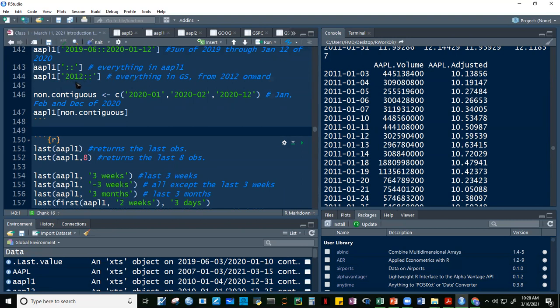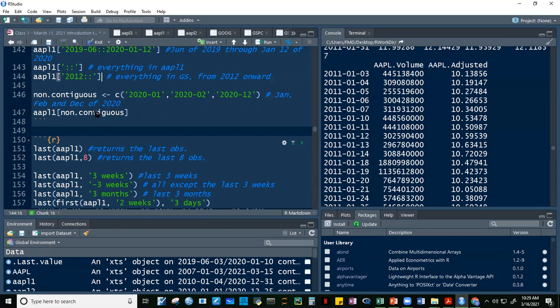And then ito, 2012, double colon, ibig sabihin, from 2012 onwards. Okay, so ito, Apple 1, 2012, colon, means from 2012 onwards. Okay, so I won't run that anymore. Subukan nyo na lang. And then ito naman, guys, non-contiguous: January 2020, February 2020, and December 2020.